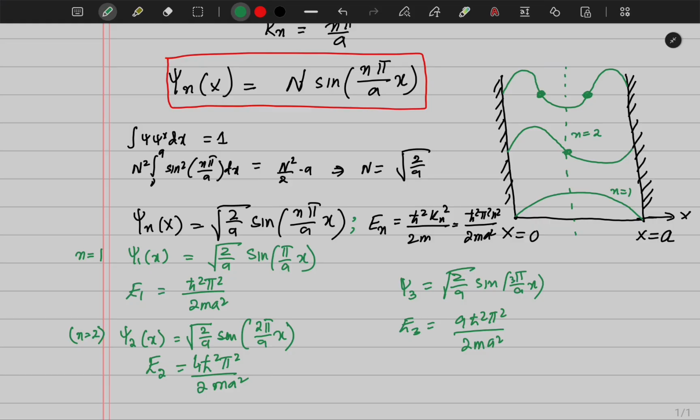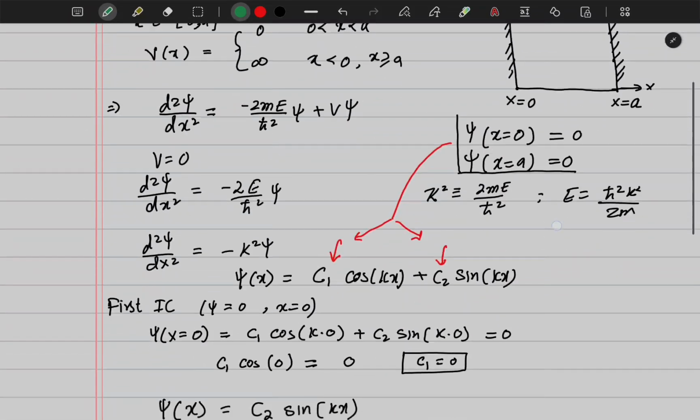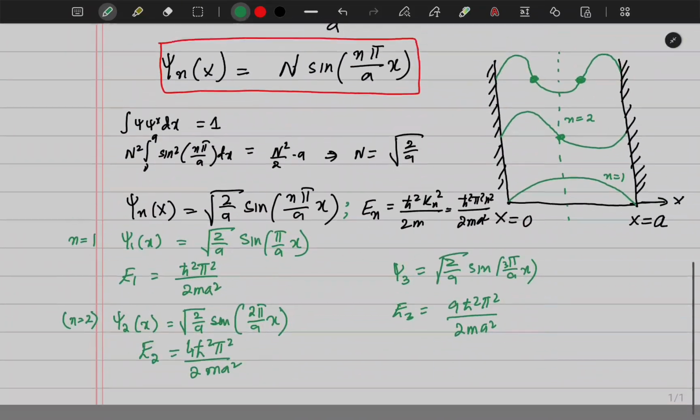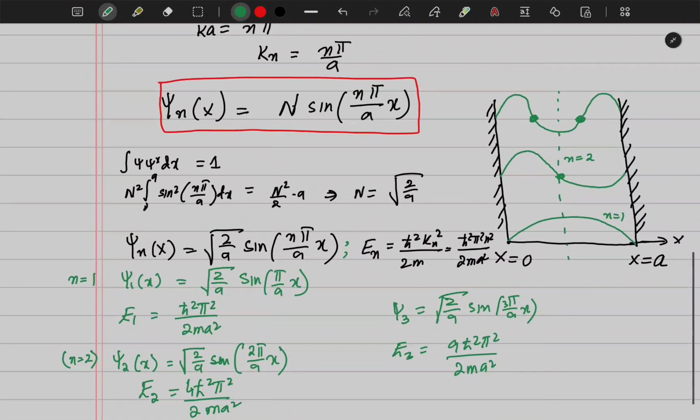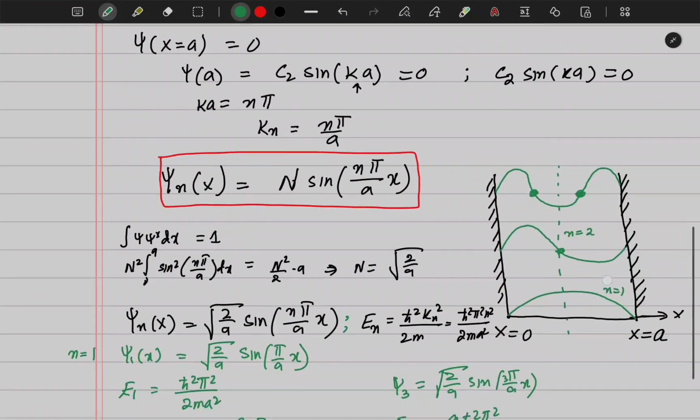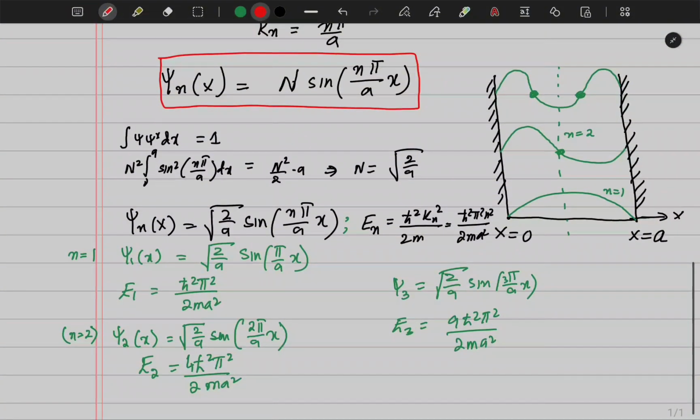So this is the solution of the infinite square well, and there are many similar systems, like the finite square well and the harmonic oscillator in quantum mechanics. We will solve them in our upcoming lessons. So thank you.